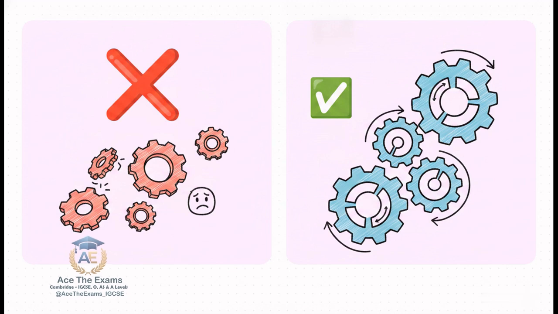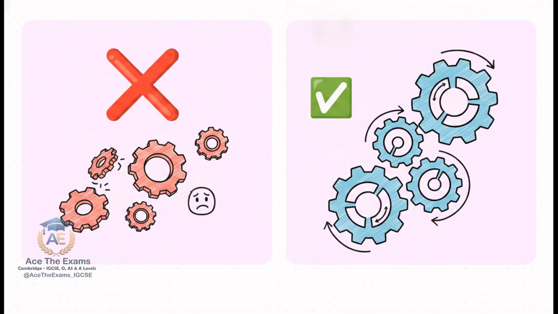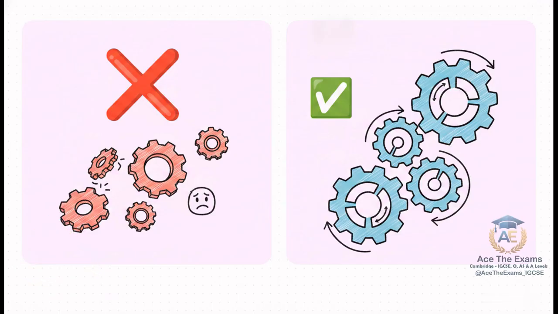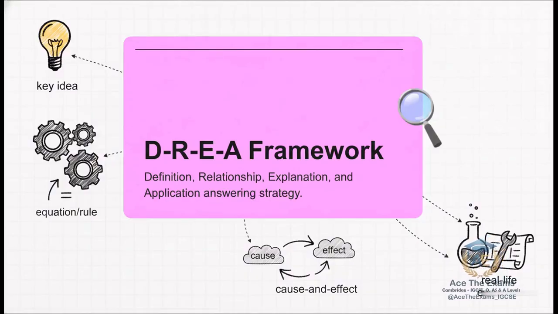I'm putting a 30-second timer on the clock right now. I want you to mentally draft a perfect paragraph about electrical resistance using this exact DREA method to build an unshakable answer. Go from the definition to the formula, explain the physics, and give a practical application. Time's up. Let's see if your answer matched the DREA framework.